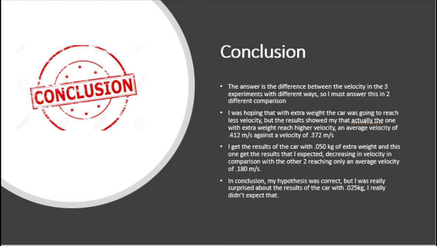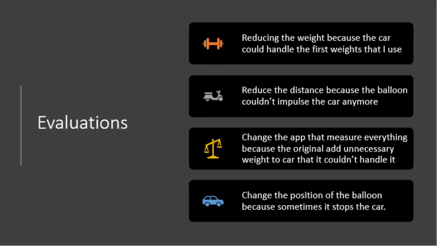Then I get the results of the car with 0.05 kilograms of extra weight, and this one got the results that I expected, decreasing in velocity in comparison with the two others, reaching only an average velocity of 0.180 meters per second. In conclusion, my hypothesis was correct, but I was really surprised about the results with the car with 0.025 kilograms. I really didn't expect that.